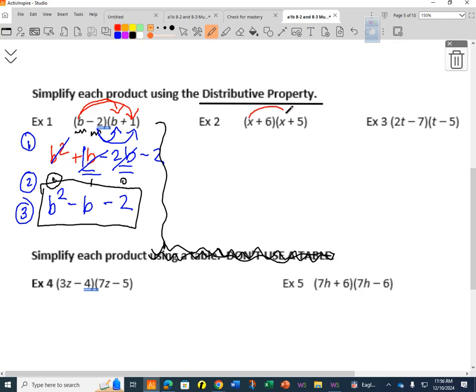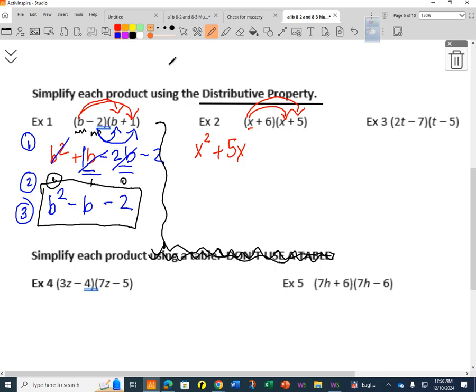Same thing. The first term in the first parentheses gets multiplied by both in the second. What's x times x, Brooklyn? What's x times x, Zion? Yes, x to the second power, or you can say x squared. What's x times 5, Corey? X times 5 is 5x, right? X times 5 has to be written as 5x. Okay, so we've distributed the x to everything here.